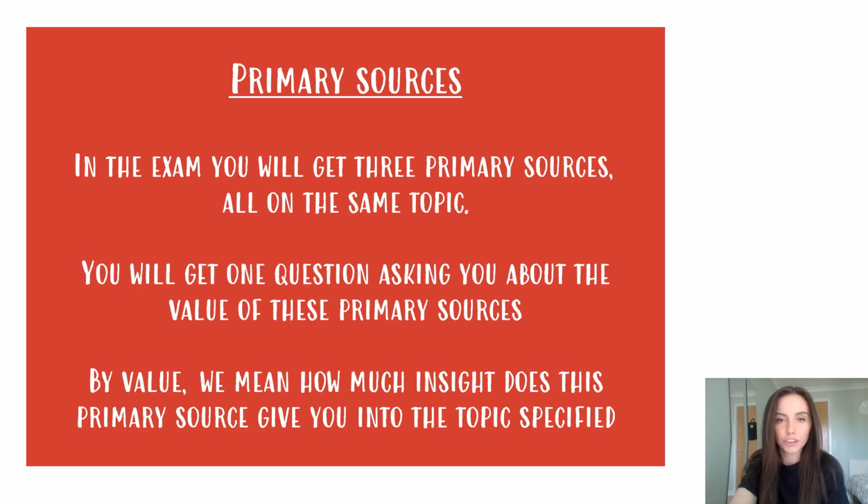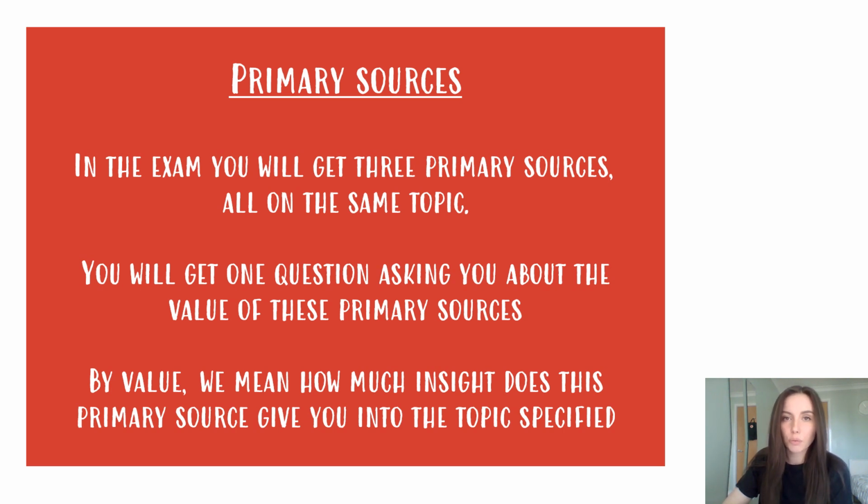So the first section of the America exam is made up of primary sources, so sources from the time. There will be 3 sources in the America exam, but they will all be on the same topic. So you will not get 3 sources from 3 different areas of the course. They will all be on the same topic. And therefore, there will be one question asking you about all 3 of them. That question is going to ask you how valuable those sources are.